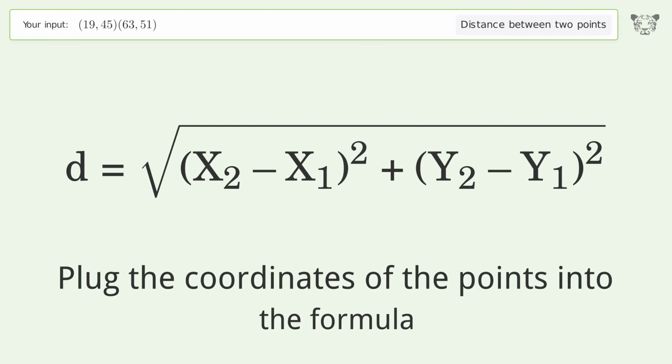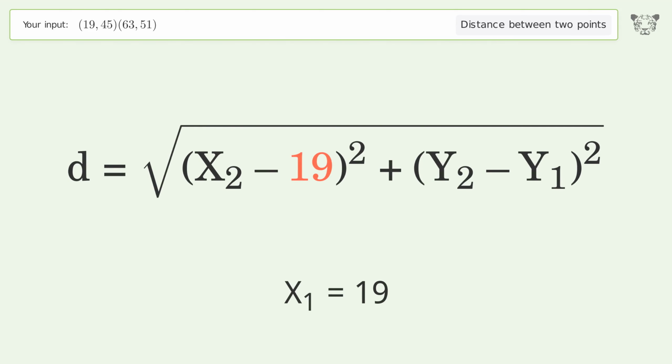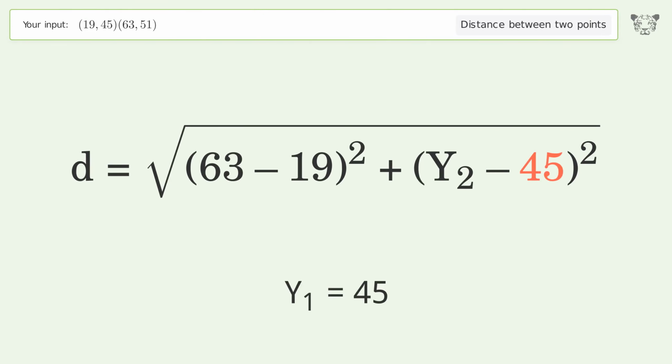Plug the coordinates of the points into the formula. x1 equals 19. x2 equals 63. y1 equals 45. y2 equals 51.